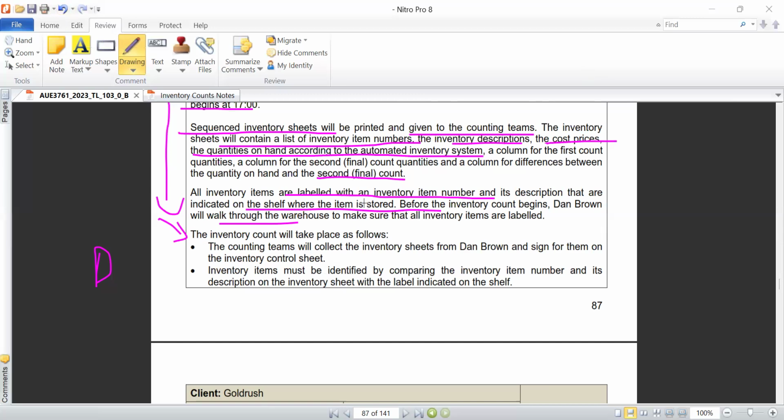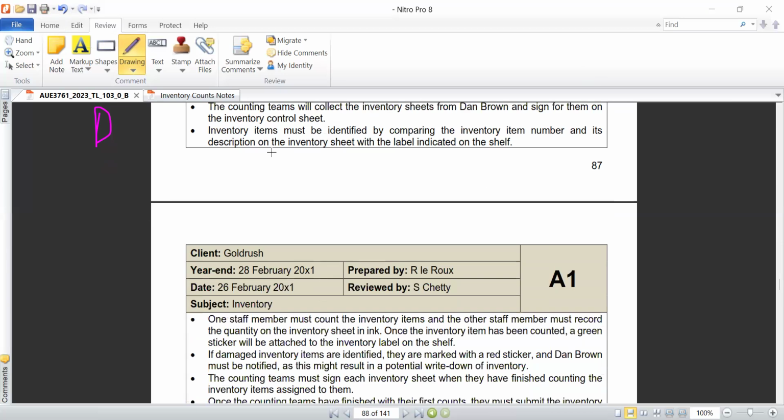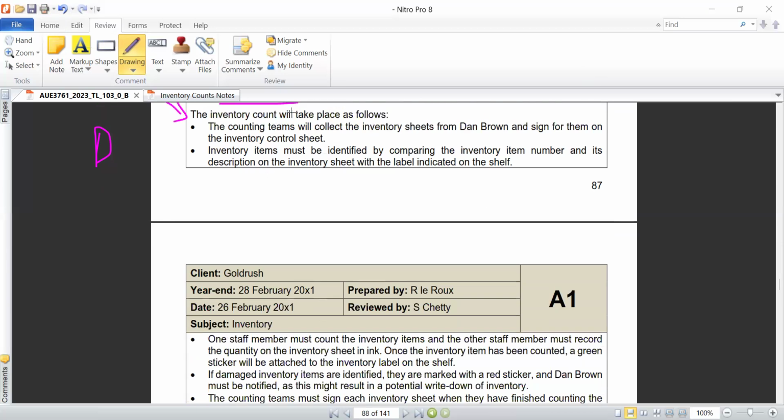So sorry about that, guys. Sorry about that. Right. So now the inventory count will take place as follows. Let's see. The counting teams will collect inventory sheets from Danny Brown and sign for them on the inventory control sheet.